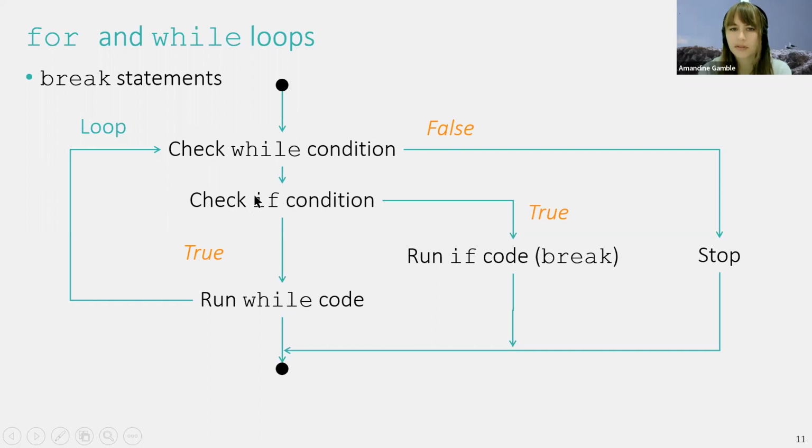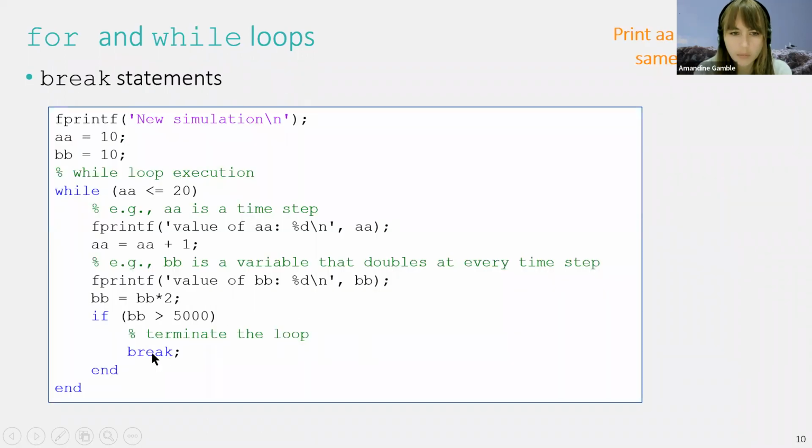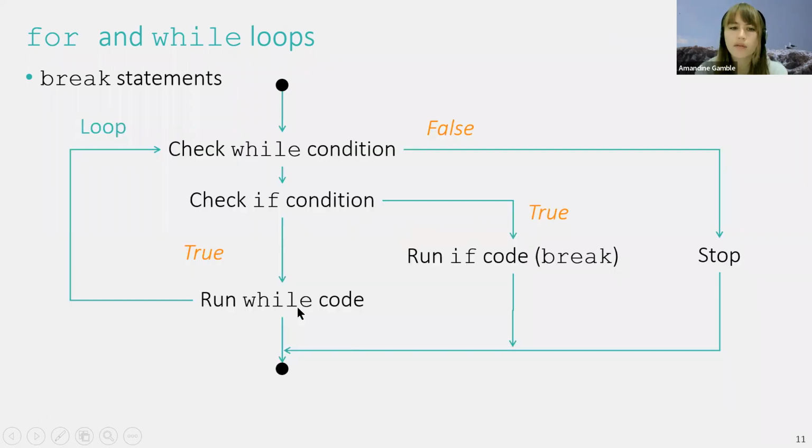I put an if statement in the while statement, and if that condition is true, then it runs the break code that was in my if statement. So you can see if I go back, the break here is in the if. So if that's true, it's gonna break, and whatever was in the while code will be ignored, because now Matlab will just break the execution of the loop and go straight to the end. So it's the equivalent as if the while condition was false, even if it's still true.